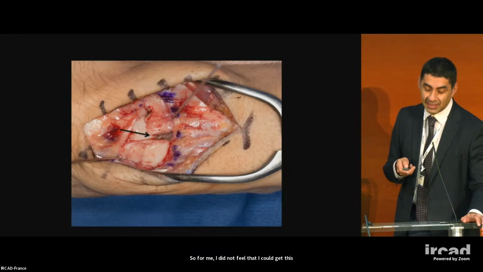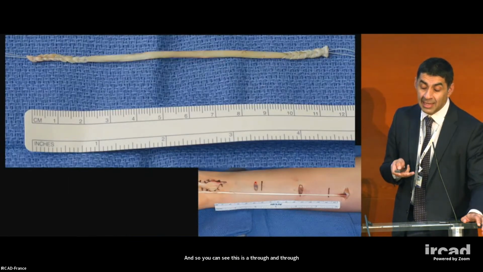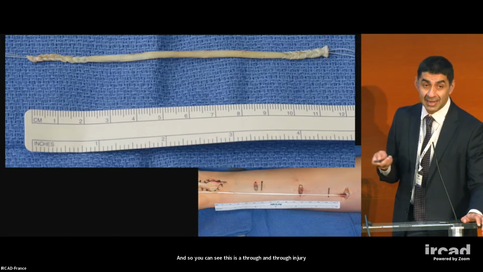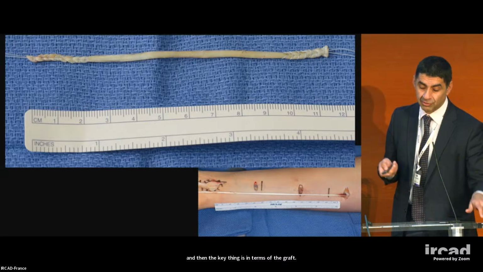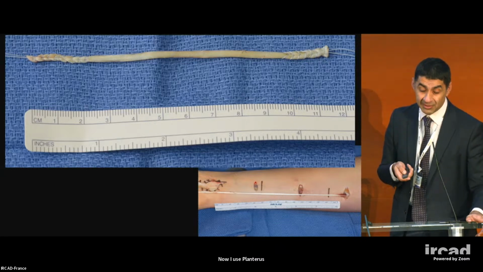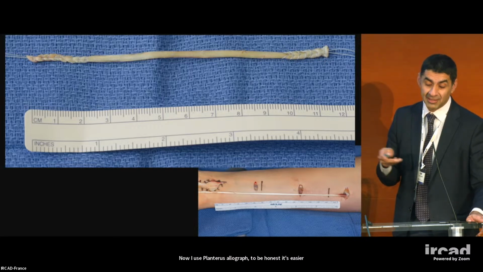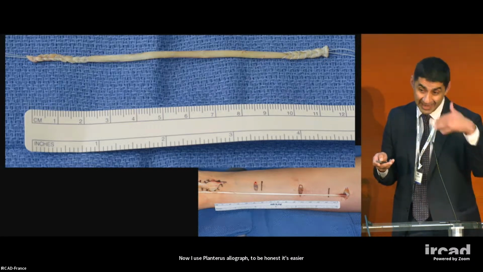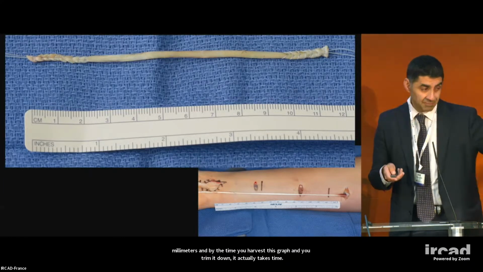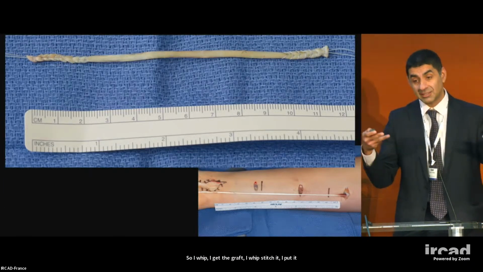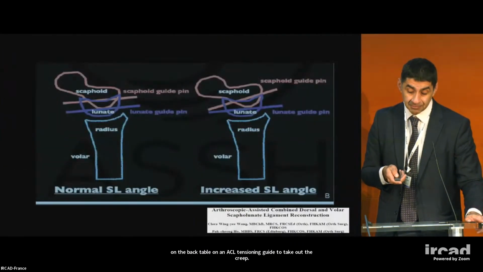And so you can see this is a through and through injury. And then the key thing is in terms of the graft. Now I use plantaris allograft. To be honest, it's easier to pass through the drill holes than palmaris, because the graft can't be more than 2 to 2.5 millimeters. And by the time you harvest this graft and you trim it down, it actually takes time. So I get the graft, I whip stitch it, I put it on the back table on an ACL tensioning guide to take out the creep of the tissue.